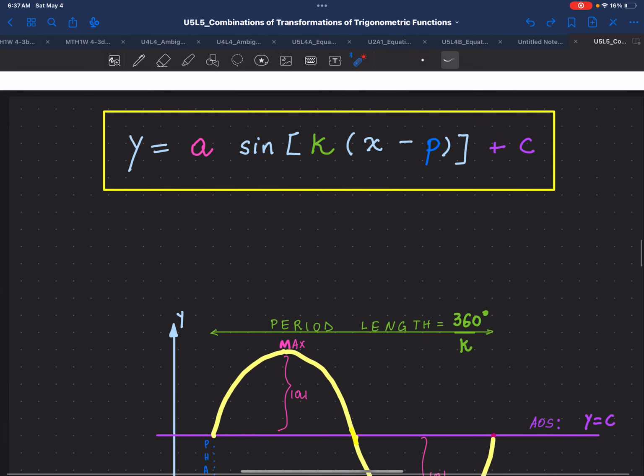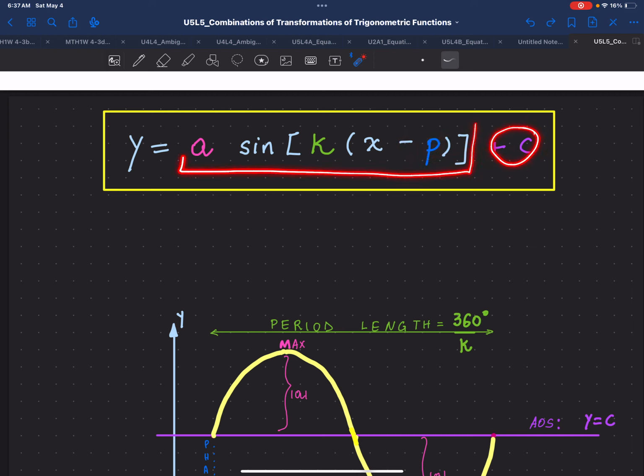Now remember that the basic sine equation will be in the form y equals sine of x. And all the transformations we can apply to the graph of y equals sine x are dictated by the coefficients a, k, p, and c. A is the number that multiplies the sine function. K is the number that multiplies the independent variable x. P is the number that we subtract from x, and C is the number that we add to this entire function.